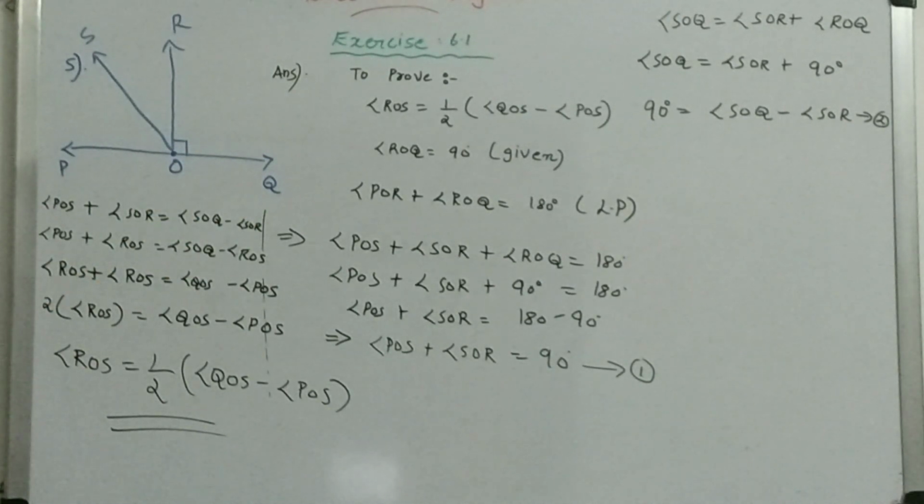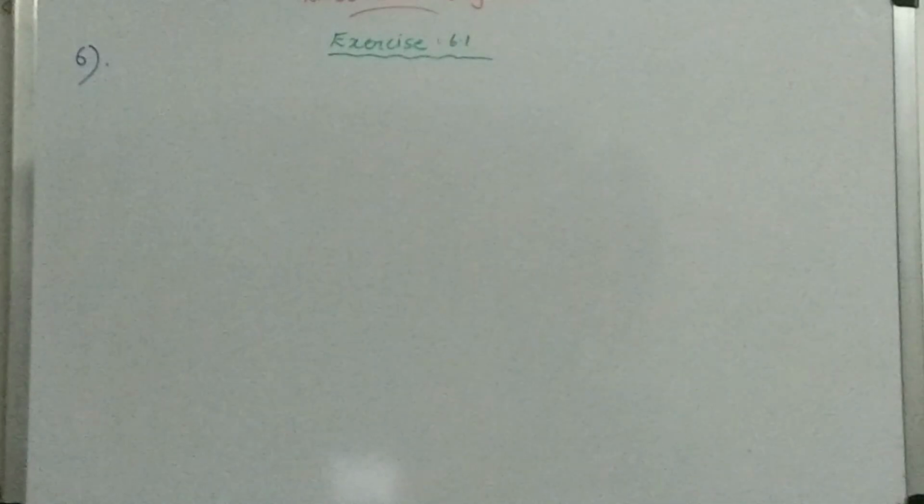Here we have used the linear pair axiom and somehow we made both equations equal to 90 degrees and we equated the two equations, and finally we got what we needed to prove, that is angle ROS is equal to half of angle QOS minus angle POS. Okay, I hope it is clear. Now let's move on to our question number 6.